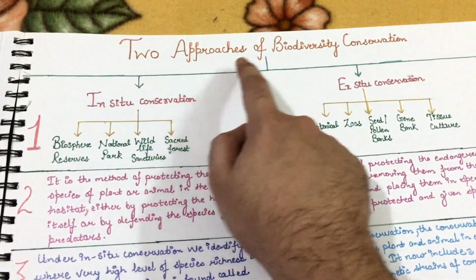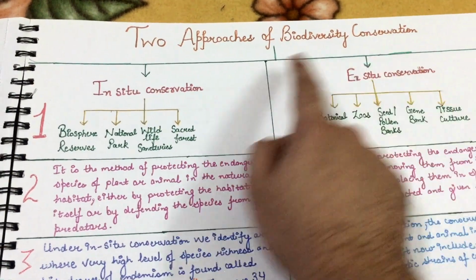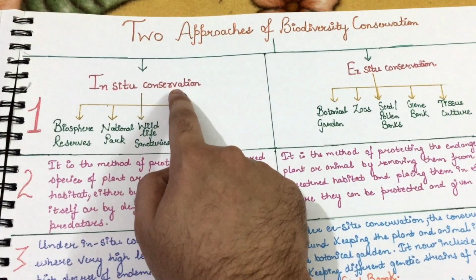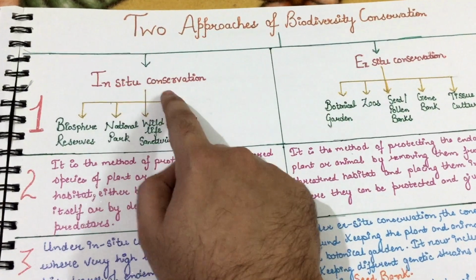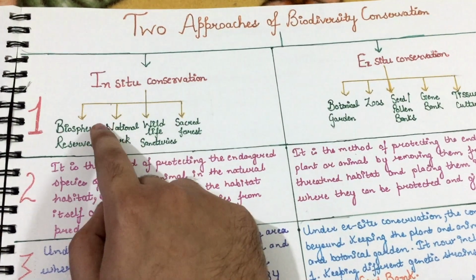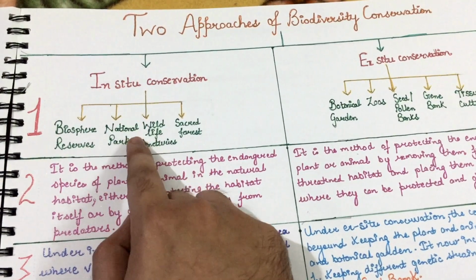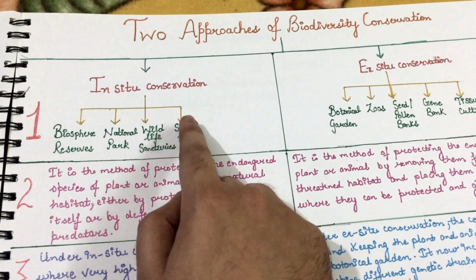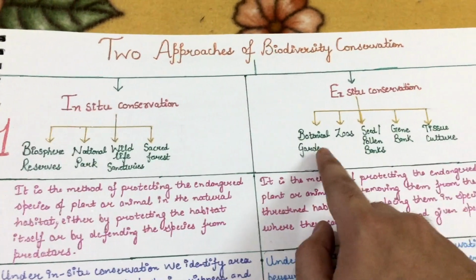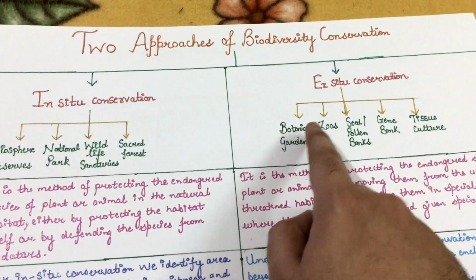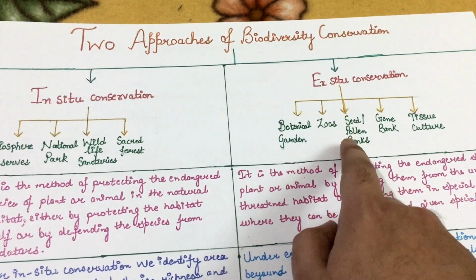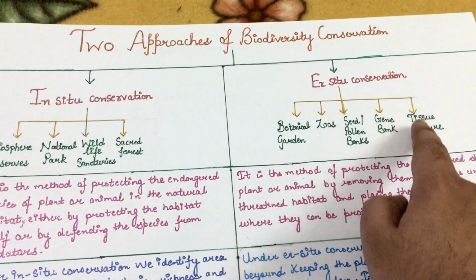There are two approaches of biodiversity conservation. Number one is in situ conservation and number two is ex situ conservation. The examples of in situ conservation are biosphere reserves, national parks, wildlife sanctuaries, and sacred forests. Whereas examples of ex situ conservation are botanical gardens, zoos, seed and pollen banks, gene banks, and tissue culture.